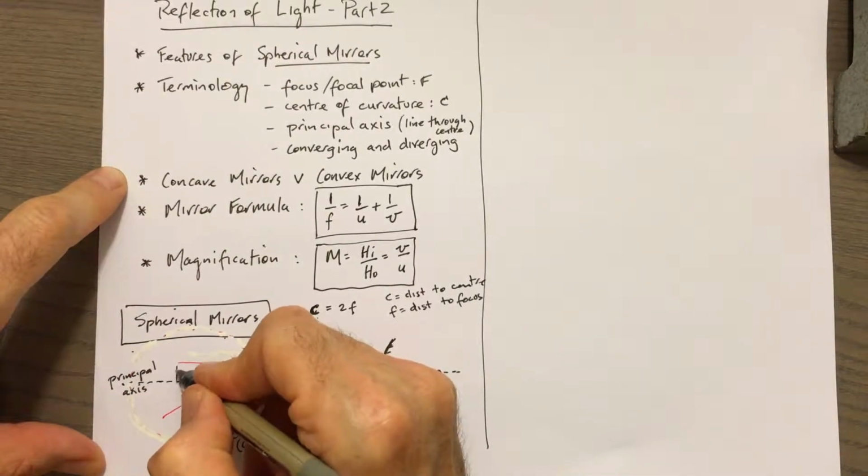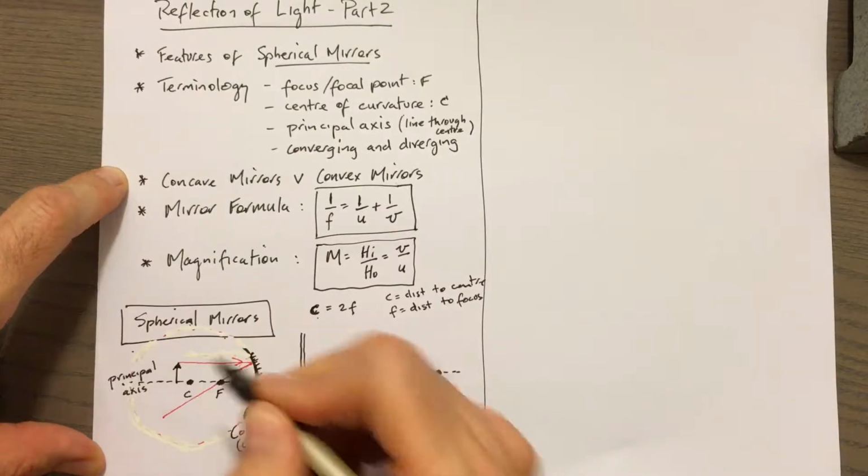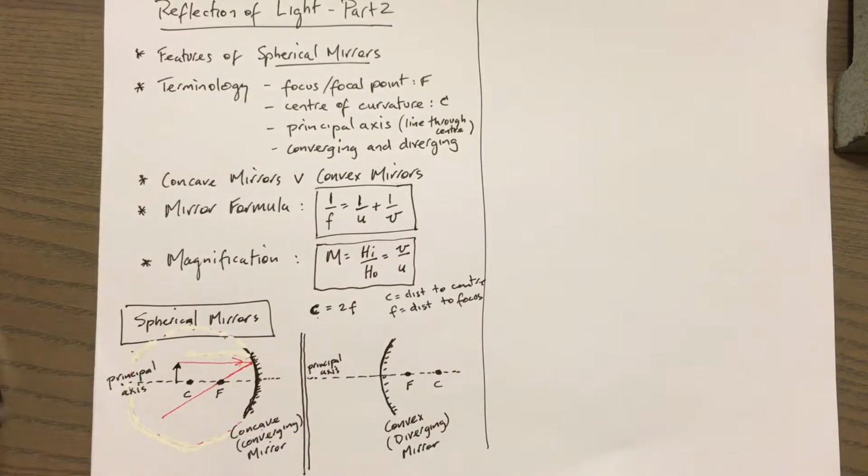Let's say there's an object here. This is my object. I've got a ray coming from the top of the object, running parallel to the principal axis, reflecting through the focus. I'll write this down in a second.